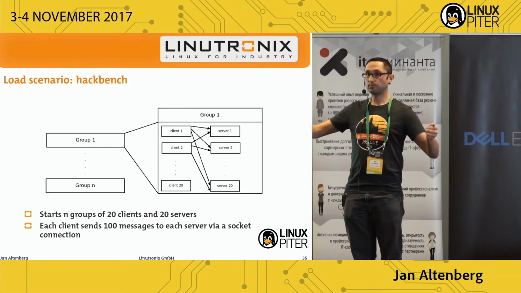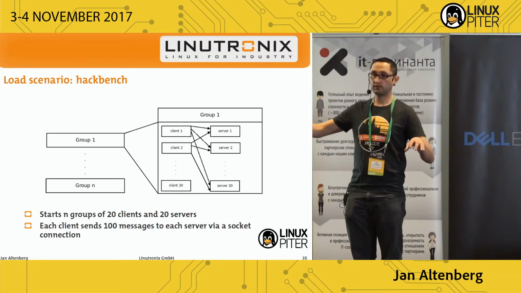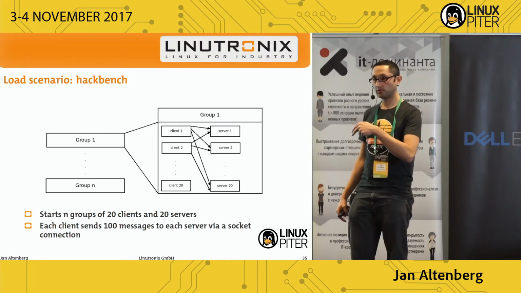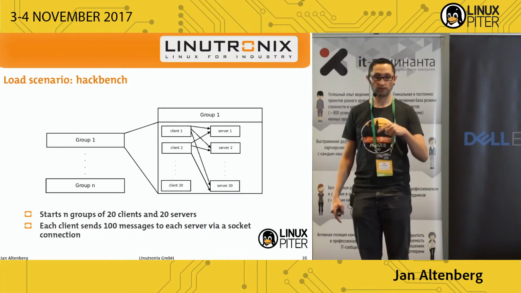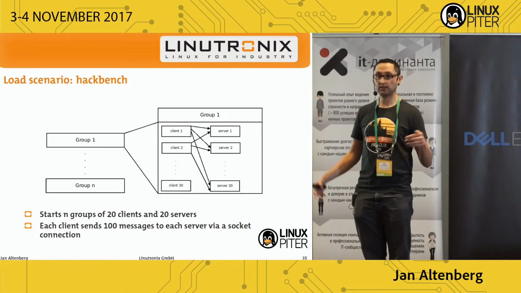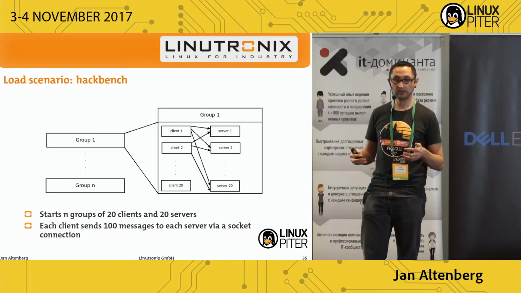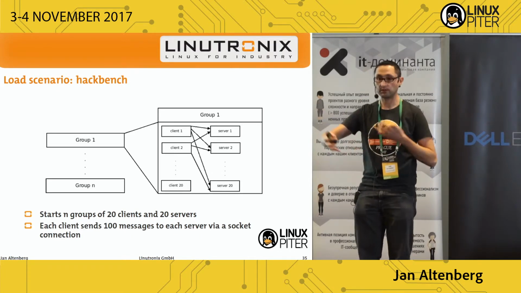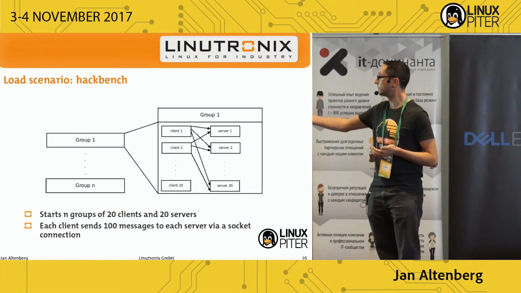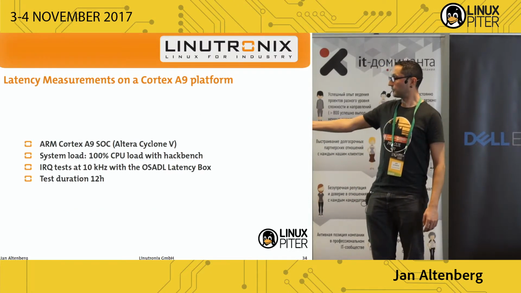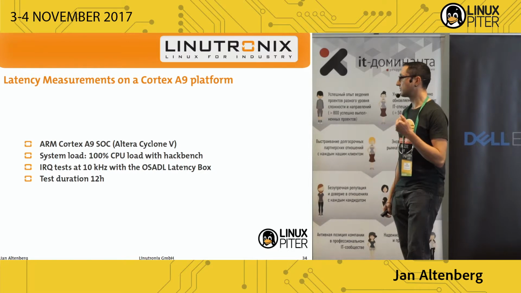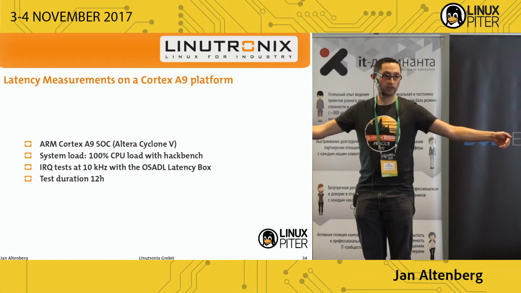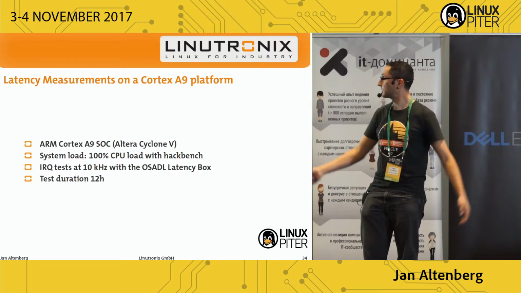It's basically doing groups of clients and servers, 20 clients, 20 servers. Each client is sending each server 100 messages via a socket. So if you put 40 groups, it's 40 by 40, so it's 1,600 processes doing weird inter-process communication. So you will get 100% CPU load and a real hard time for the scheduler because it continuously needs to take decisions. This is basically what we're using for these evaluations. And we took the bare minimum for this measurement, which just took 12 hours, which is the minimum you should take, but the longer you take, the more accurate the results you will probably get.